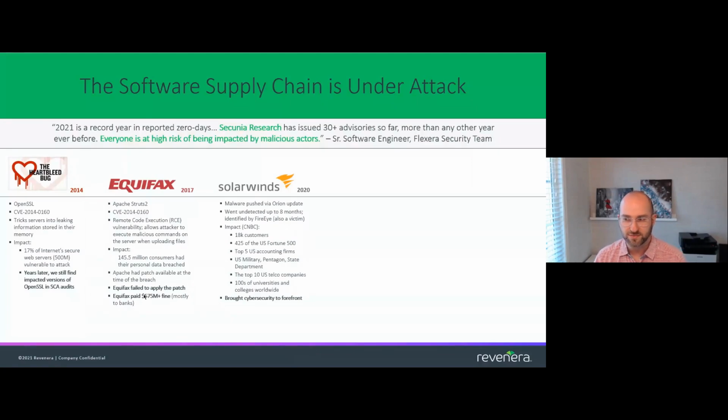And this was the event back in 2020 which really opened up the eyes of government, of every industry, and really shook the security industry as to how this can happen. All right, there were foreign entities involved. It was hugely widespread: 18,000 customers were impacted, lots of Fortune 500 companies. According to CNBC, close to 425 out of 500 large companies were impacted, accounting firms, military, right? The Pentagon, State Department, telco companies, hundreds of universities and colleges worldwide.